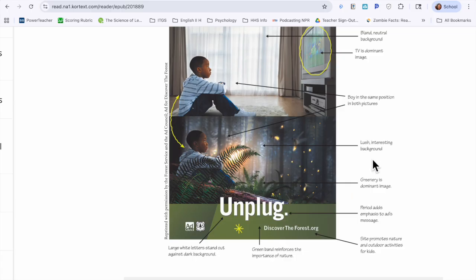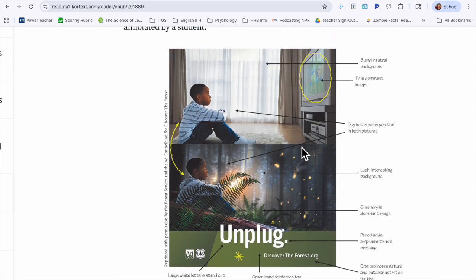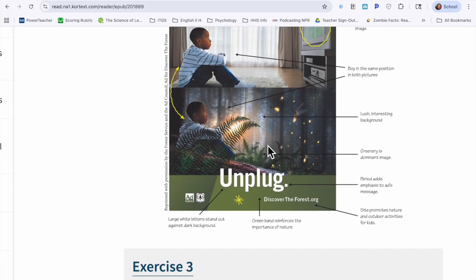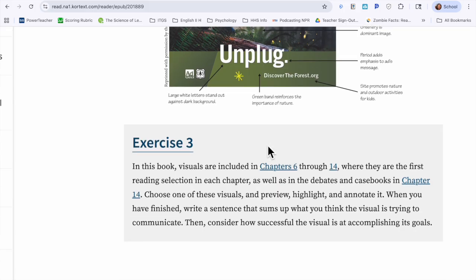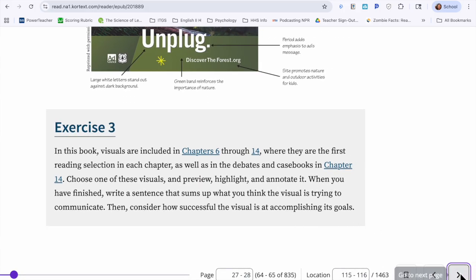So we can see how this person has annotated this image. And they've given us one message: unplug. And that message obviously means get out of the technology and figure out what's going on around us. That's another reason that I'm asking you to handwrite your annotations with this. So that is chapter 1.